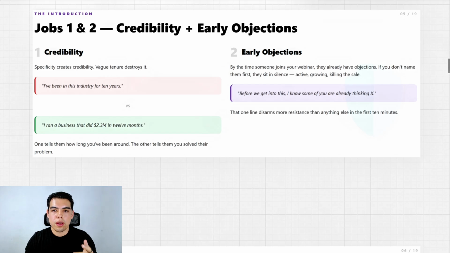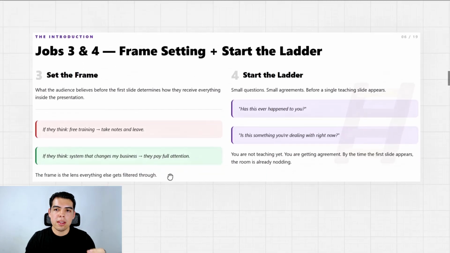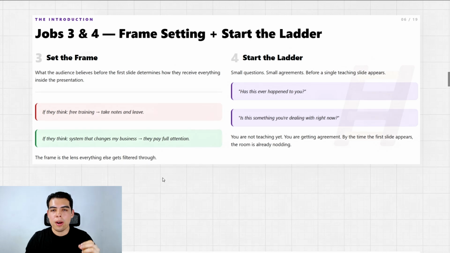The introduction is where you name these objections out loud, early, before they grow. You're not closing them, you're not arguing with them, you're acknowledging them. Like for example, "Before we get into this, I know some of you are already thinking X." That one line disarms resistance more than anything else you can do in the first 10 minutes. Third, it sets the frame.